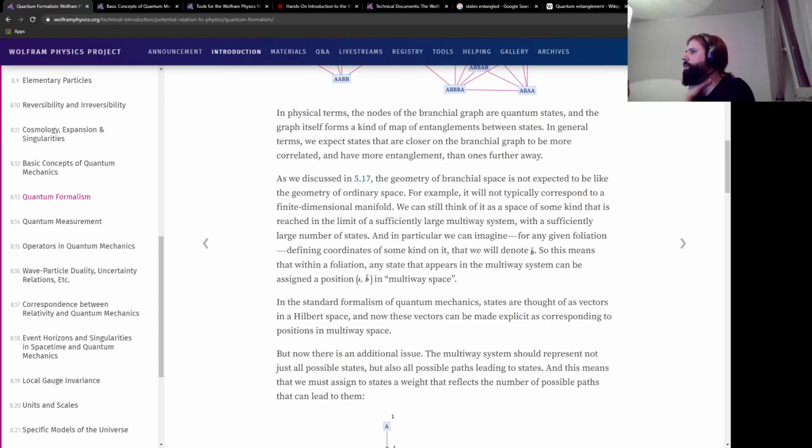As we discussed in 5.17, the geometry of branchial space is not expected to be like the geometry of ordinary space. For example, it will not typically correspond to a finite dimensional manifold.